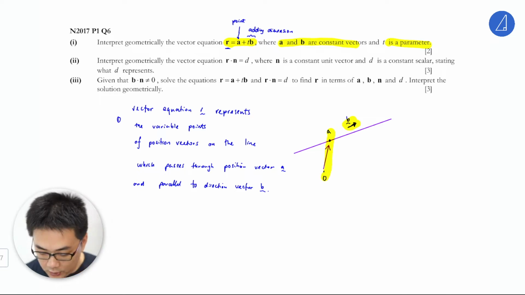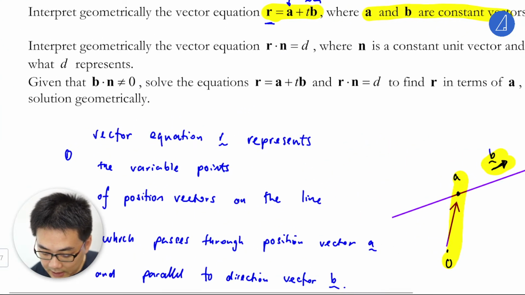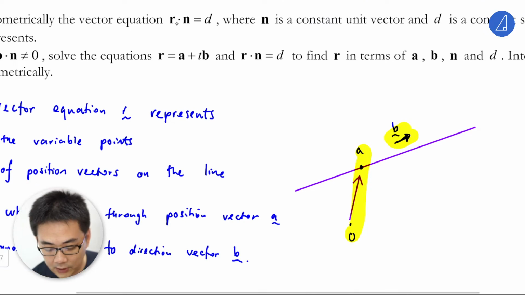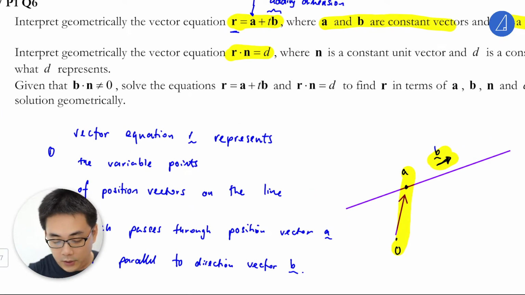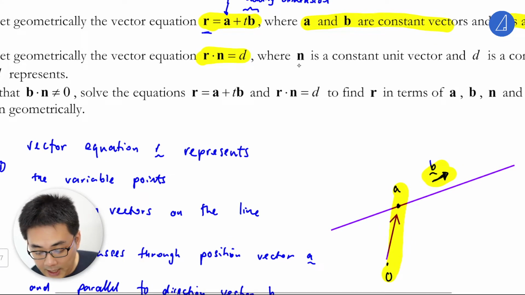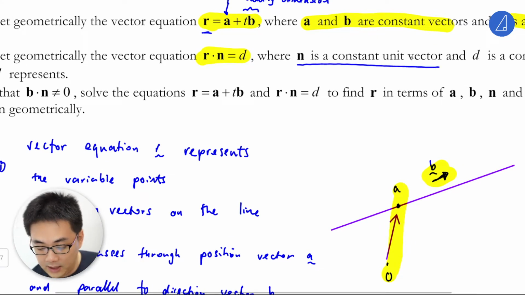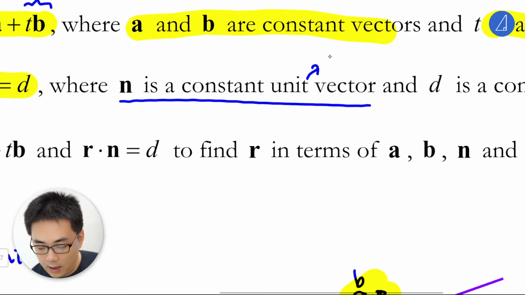So this one, not an issue. I think the second part is 3 marks, so you have to be careful. r dot n equals d. We obviously know that this is a vector equation, but the twist is that n is a constant unit vector. Unit vector means that n unit vector is actually mod n equals 1.